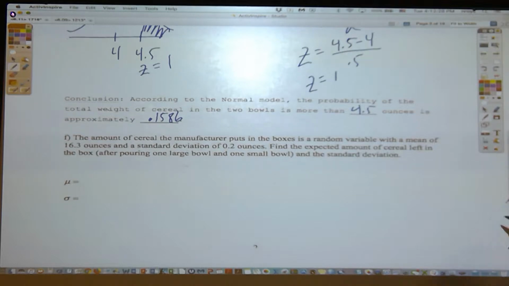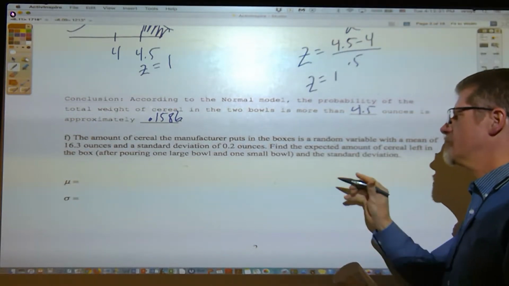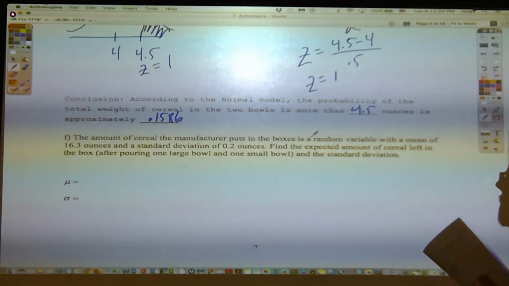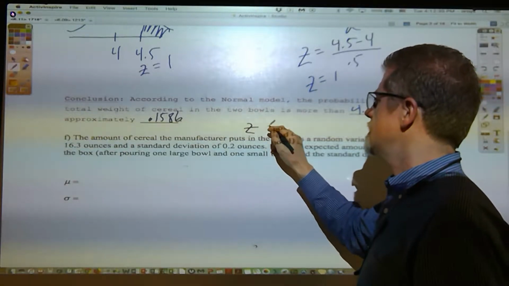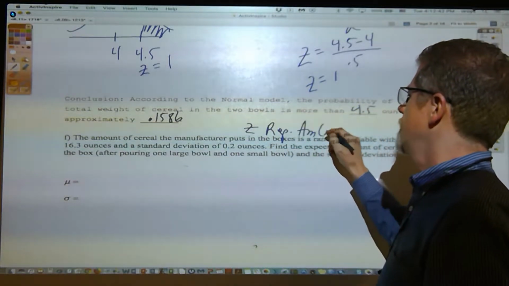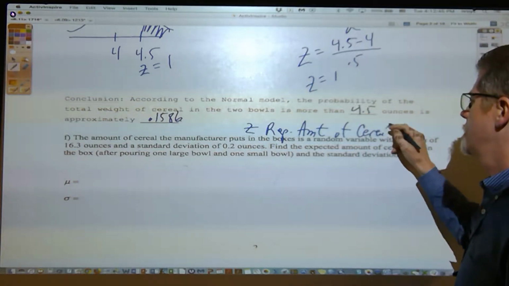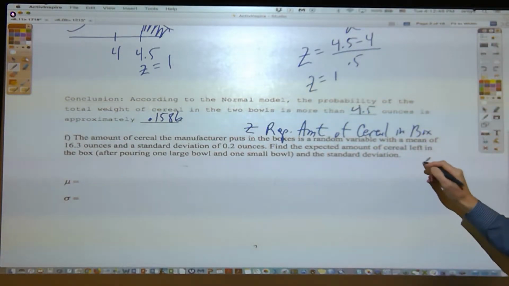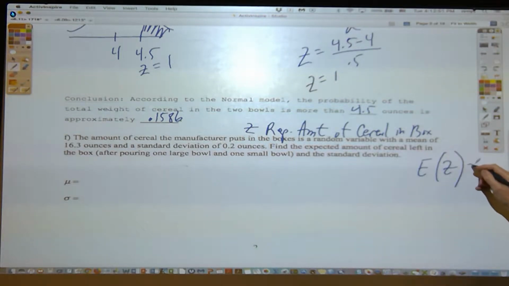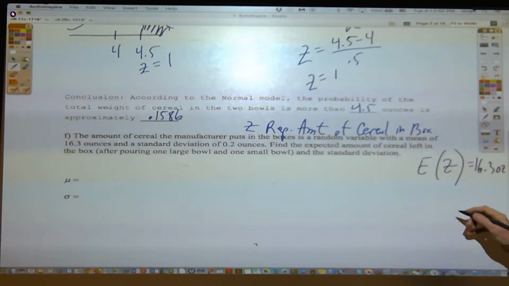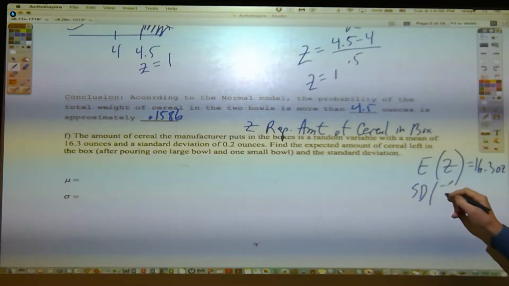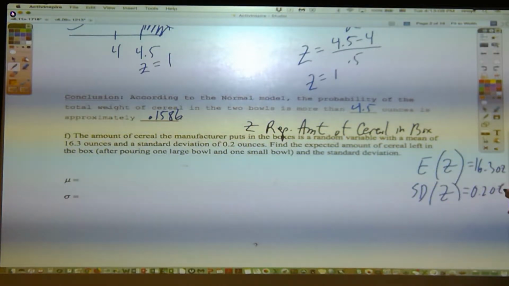Part F, the amount of cereal the manufacturer puts in the boxes is a random variable. So now we have X is a small bowl, Y is a large bowl, and the amount that the manufacturer puts in, we'll call that Z. We're going to let Z represent the amount of cereal in the box. So the expected value of Z is 16.3. Maybe they advertise it's a 16-ounce box, but they err to the upside there. So E of Z is 16.3 ounces. And the standard deviation of Z is given as 0.2 ounces.